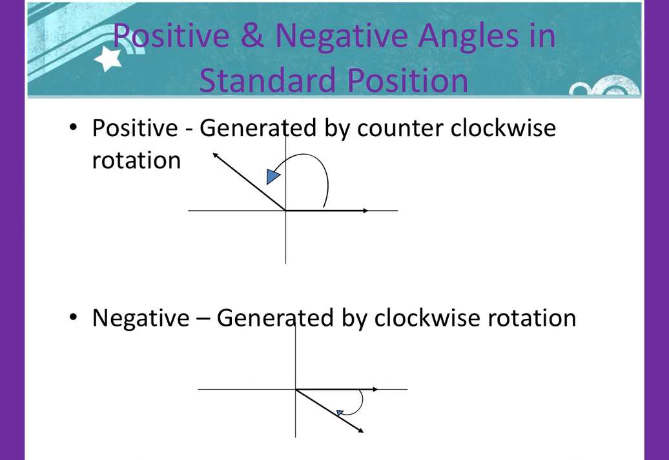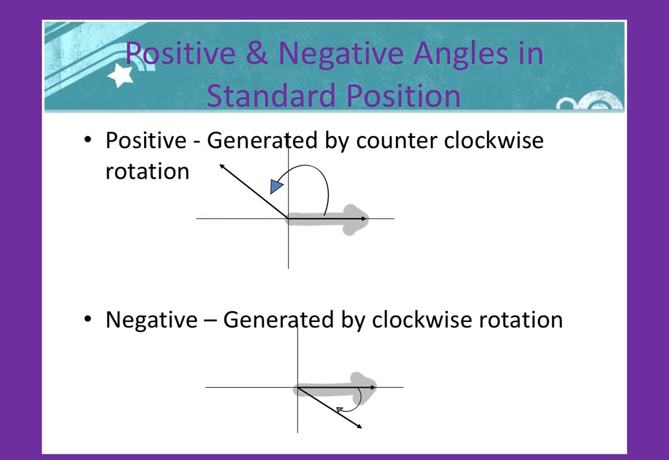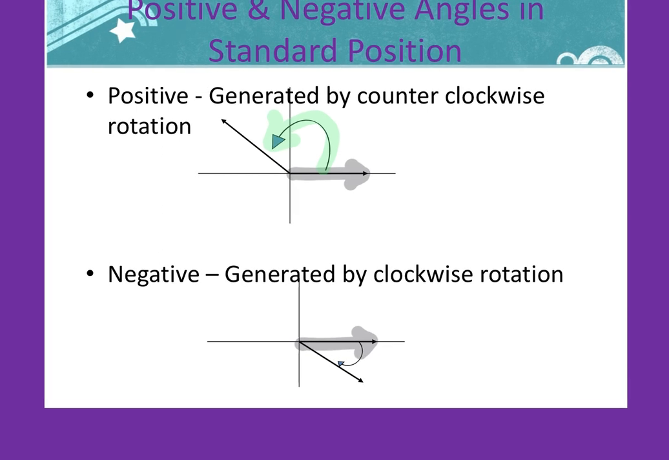Anything in standard position will start with the initial side on your x-axis pointing to the right. So this is our initial side here, okay? If the initial side is at 0, then it is called standard position. And like I just said, if I go counterclockwise, then it is a positive angle, and if I go clockwise, then it's a negative angle.